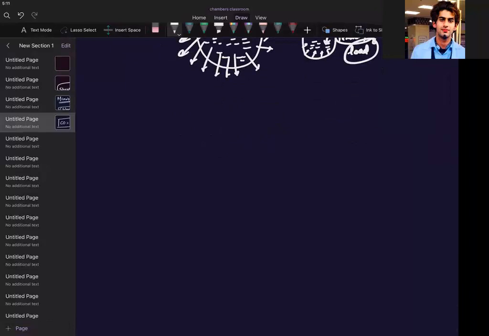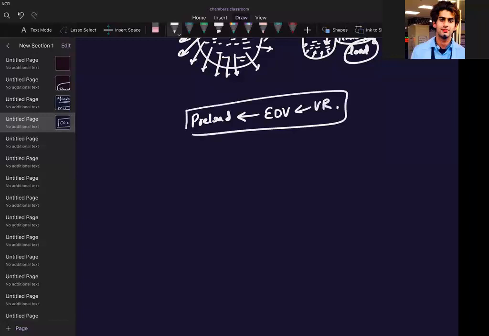If we want to make it easy, we will say preload is determined by EDV. EDV is itself determined by venous return. Is this chart clear? This is the simple arrow which you can understand, isn't it? So whatever is the preload, that is being determined by the EDV. That's why we call it synonymously. We say preload is equal to EDV. Fine.